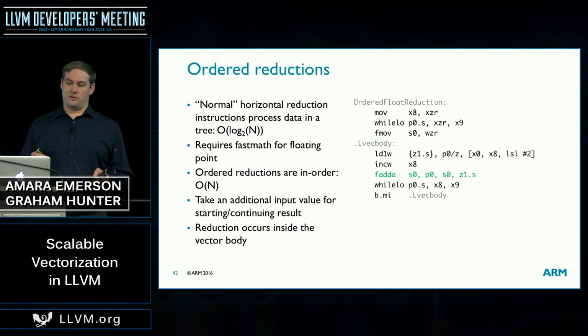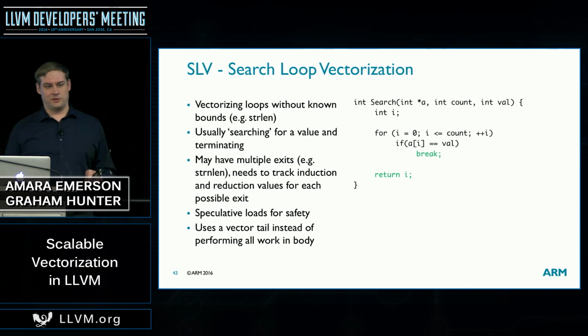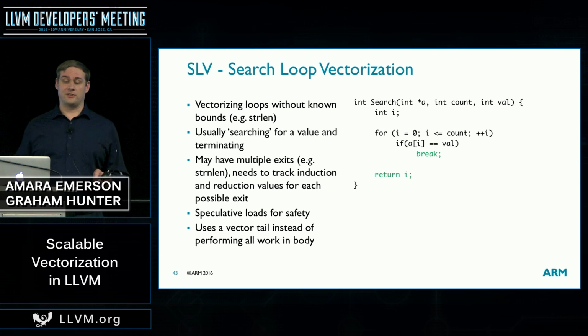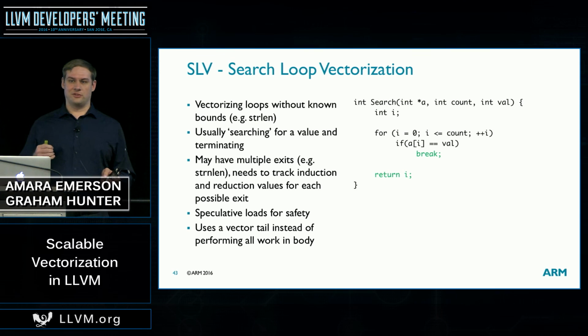Going a bit further with predication, we've now started to tackle loops which have early exits, so breaks. And these are usually searching for a value and then terminating when they get it. If you have multiple exits, you need to resolve where your actual values for induction and reduction variables are outside the loop.